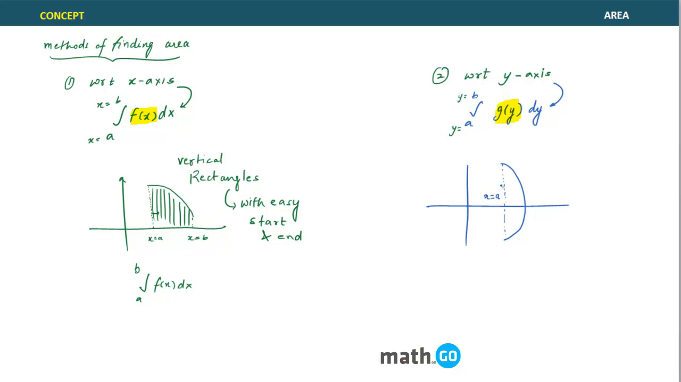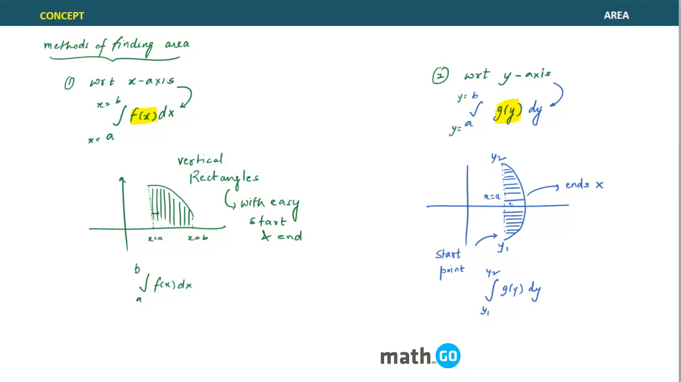If you start drawing the vertical lines, you know the start point. So the vertical line starts from here, this is the start point, right? So you know the start point when you are working with respect to x, but you do not know the end point where it ends. But if you start drawing the horizontal rectangles, then you know the start and end point both. You know that this will be some y1 here and this will be y2. So I will prefer saying the integral from y1 to y2 of g(y) dy.